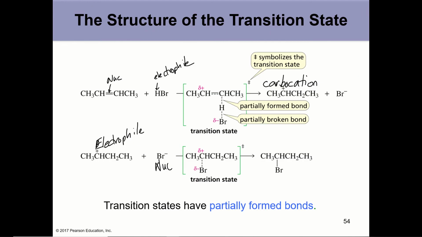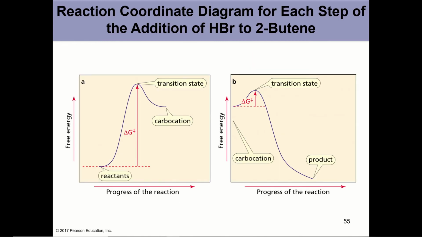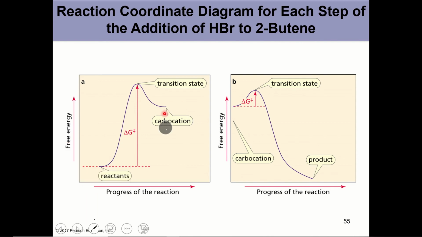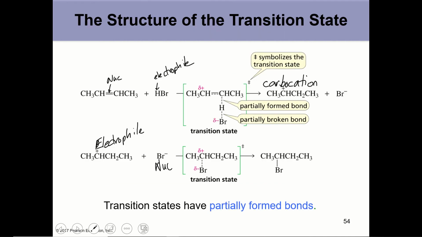Okay. Reaction energy coordinate diagram for each step of the reaction shown in slide 54. So the overall graph would actually connect graph A and graph B at the carbocation. So notice that graph A ends at the carbocation, graph B starts at the carbocation. For the overall energy, we would actually connect these if we were showing the complete reaction graph.